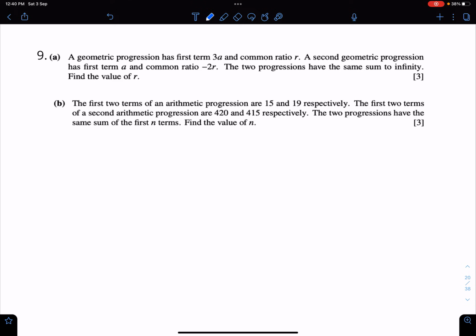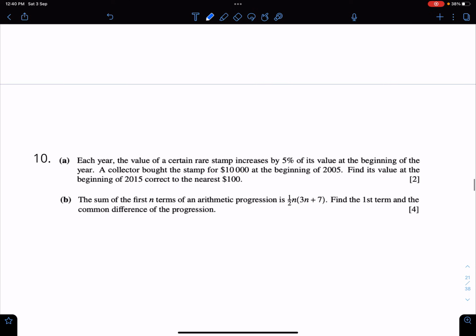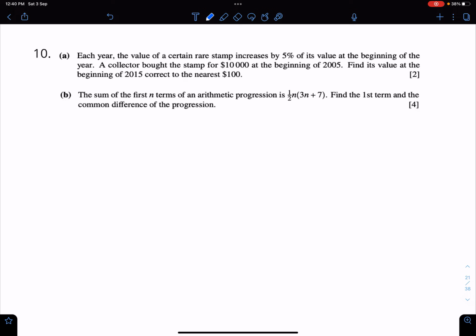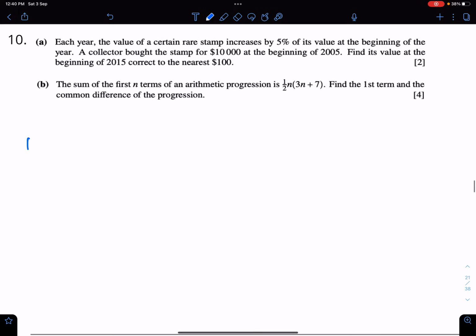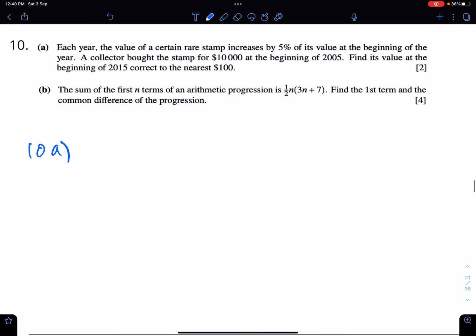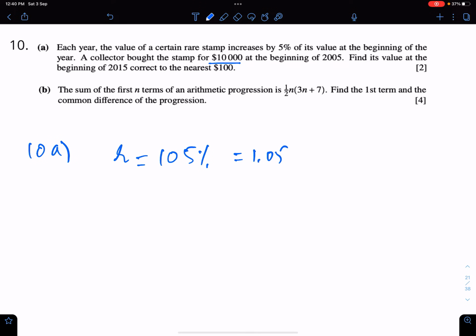A GP has, this question is simple, so I'm leaving this question. Part A. Each year the value of a certain rare stamp increases by 5%. So r is 105%, which means 1.05. At the beginning of the year, a collector bought this stamp for $10,000. So this is a.